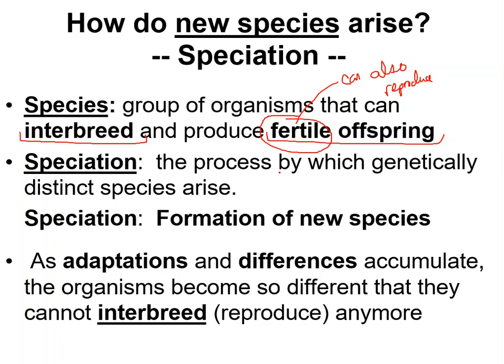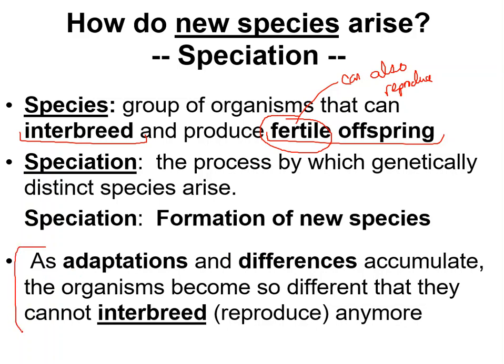Speciation is the process by which genetically distinct, different species arise. It's the formation of new species. And this is one of the key questions that Darwin was trying to answer when he proposed natural selection, right? Why are there so many species? What mechanism generated the millions of species that we've currently documented, and probably millions more that we don't know about? So that's what we're looking at here.